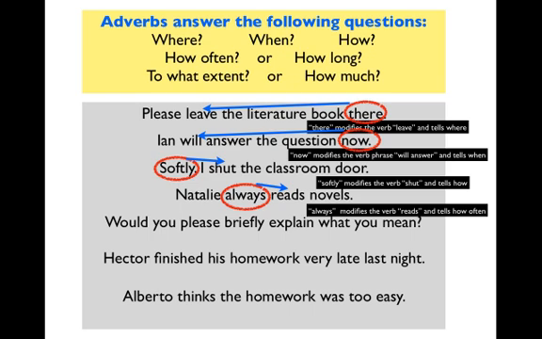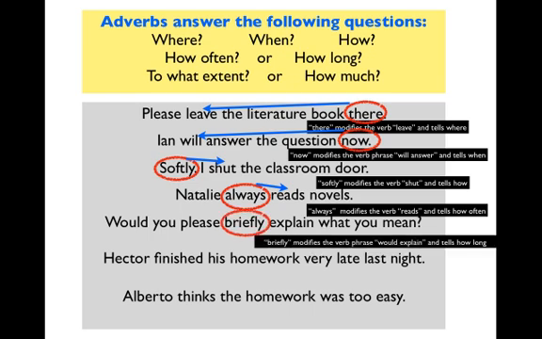Next, would you please briefly explain what you mean? So in this sentence, what is the adverb? I hope you're thinking it's briefly. Briefly modifies the verb phrase would explain because it tells how long. You want it to be briefly done. You don't want it to be long and boring. You want it to be short and concise. You want it to be brief. You want him to briefly explain it to you.